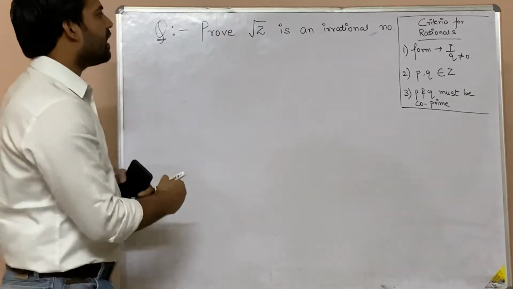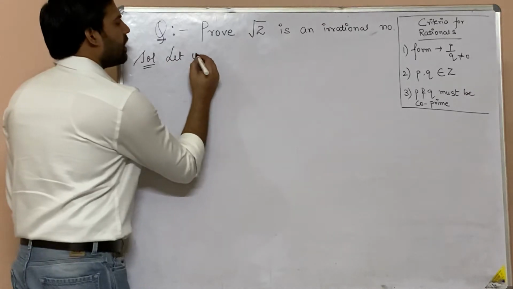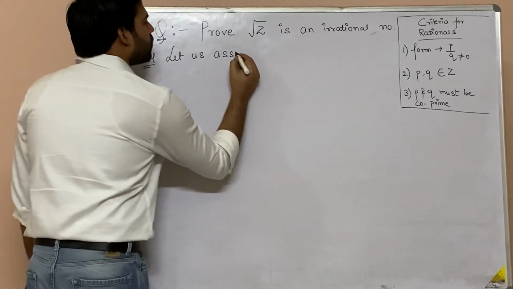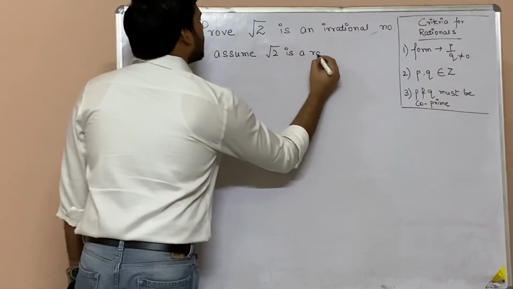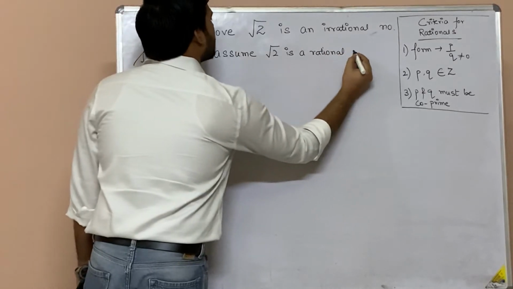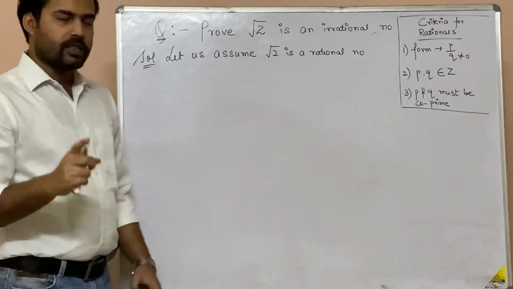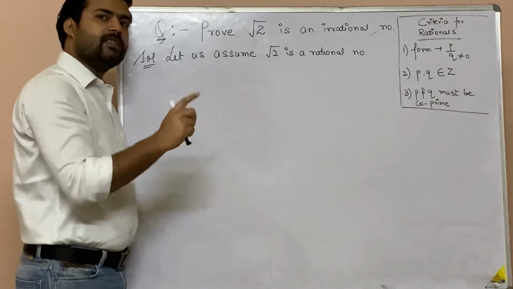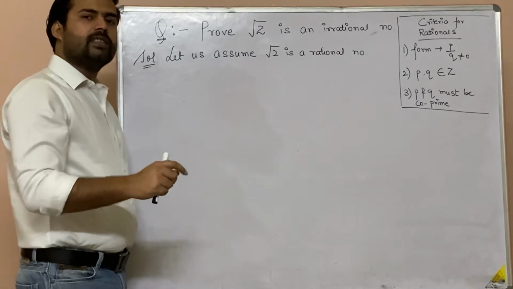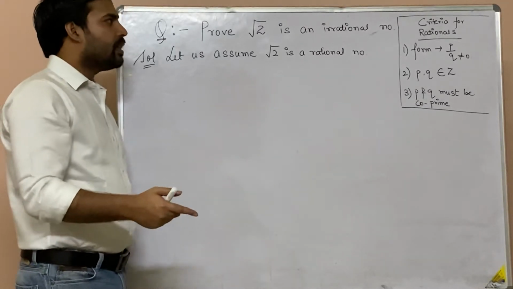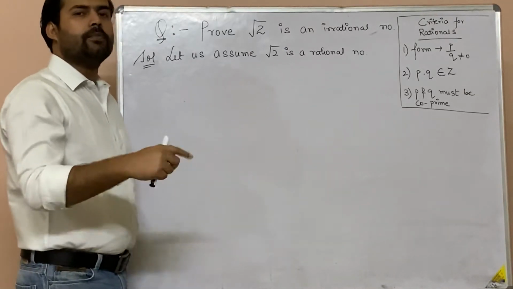Clear? So the first line that I am writing is, let us assume root 2 is a rational number. This is what a contradiction is. So when you are going for contradiction, always remember that your first line is an assumption. And what is the assumption? Whatever they are asking you to prove, you will consider just the opposite of that. And what's the opposite? If they are asking you to prove the number to be irrational, you will start by saying, let me assume that the number is rational.